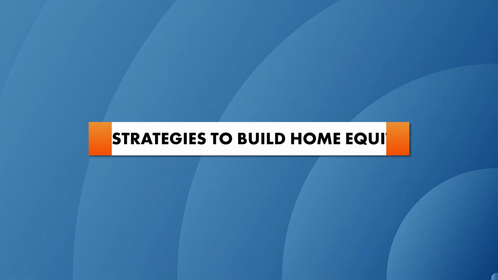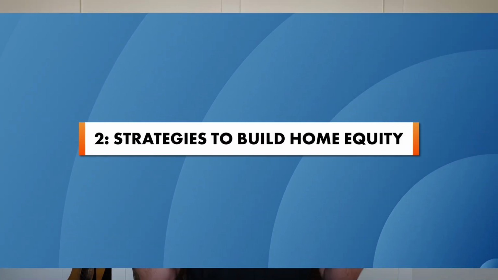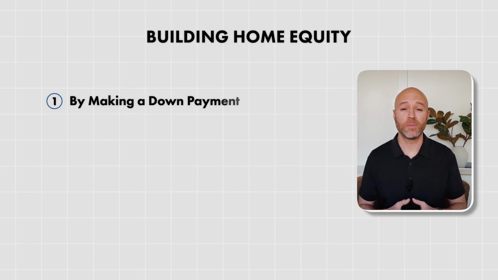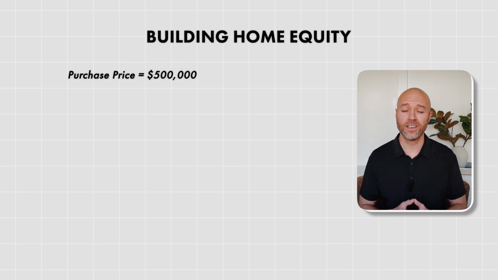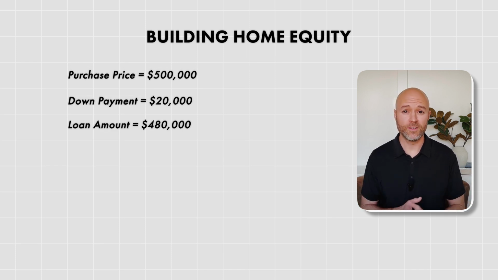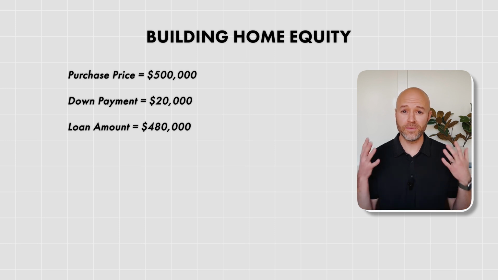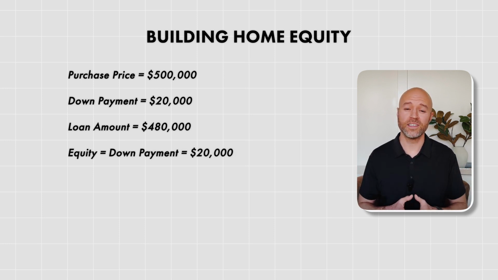Jumping into number two, and I said we were going to get through this pretty quickly. So number two is, how do I build home equity? Building home equity can occur through many different ways. The first way you can build home equity is at the purchase of the property with a down payment. So let's say you buy a house for $500,000. Let's say you put $20,000 down, which means you likely have a loan amount of about $480,000. The difference between that loan amount and the value of the property, that $20,000, is your equity.